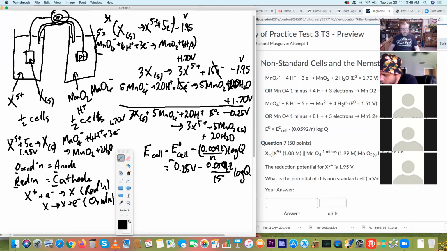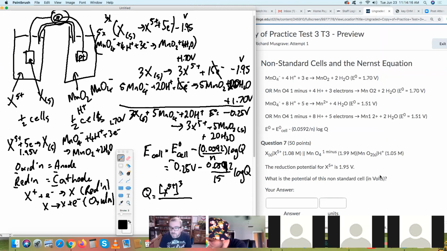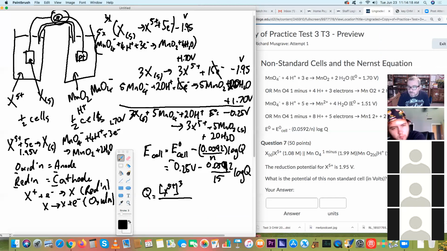Yeah. Now the Q here is the reaction quotient, which we're all familiar with. So it's going to be x5 plus to the power of 3, and, you know, what we're looking for here, now, let me get this over here.